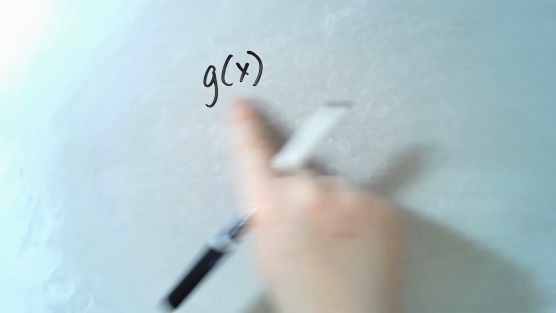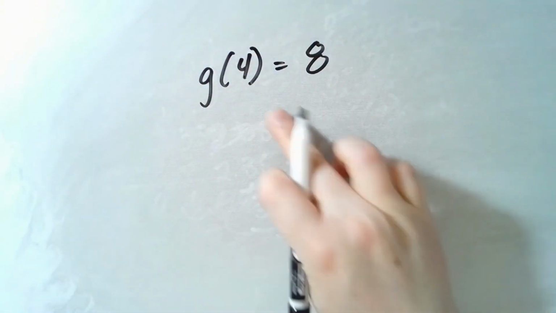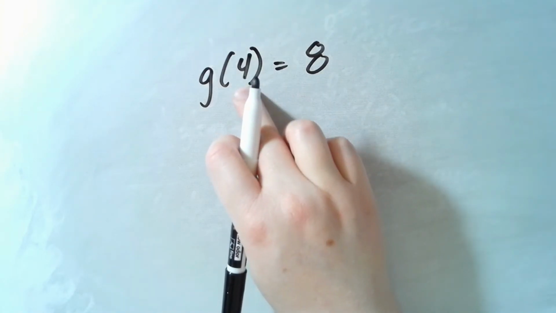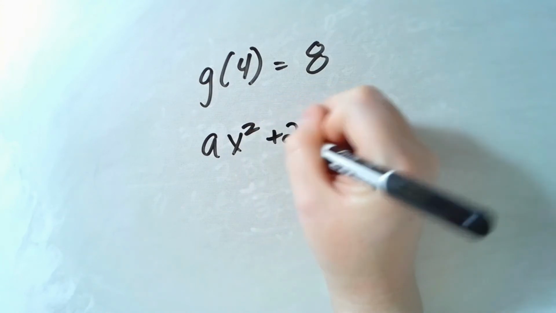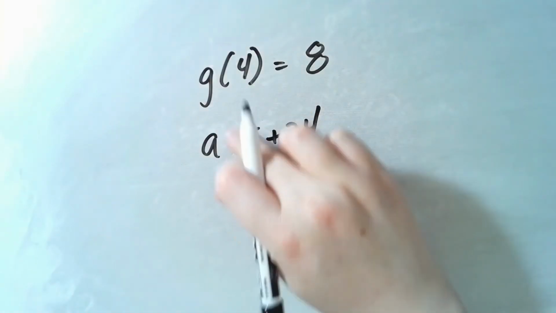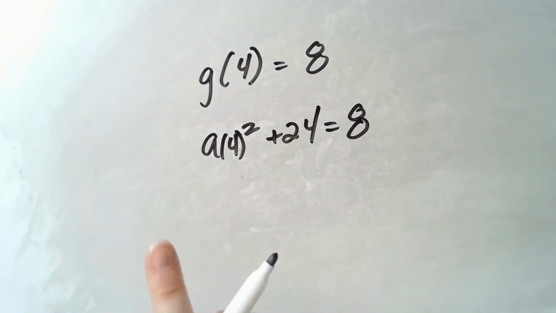For number 10, you need to understand how to work with functions. As a quick reminder, g of x is your input, g of x, the whole thing, is your output. So when they tell you that g of 4 is equal to 8, what they're saying is that when I plug 4 in for x into the ax squared plus 24 equation, I'm going to get out 8. Shortcut, notice, what are they asking for?